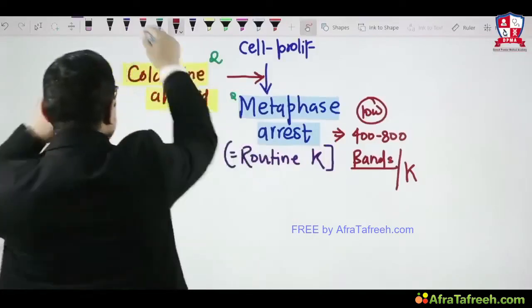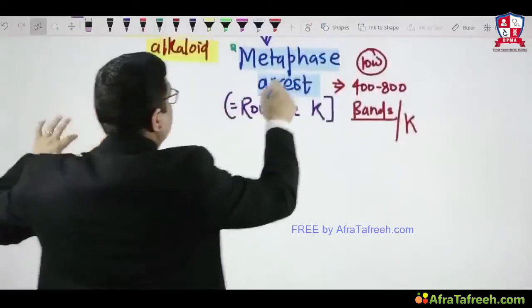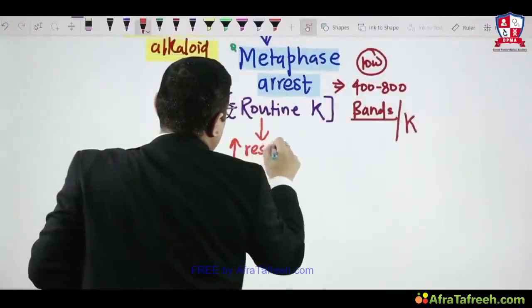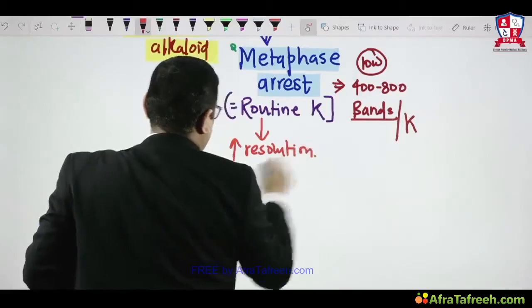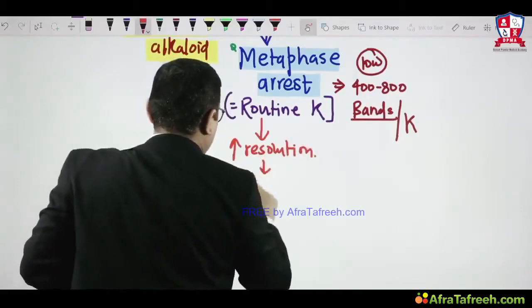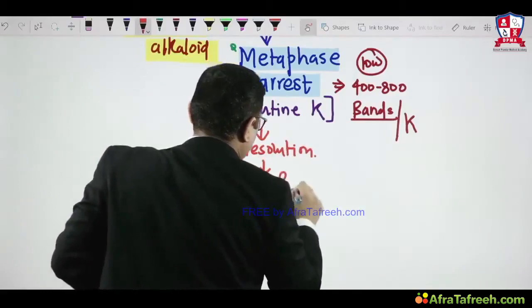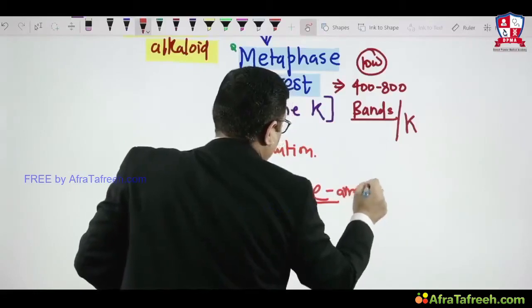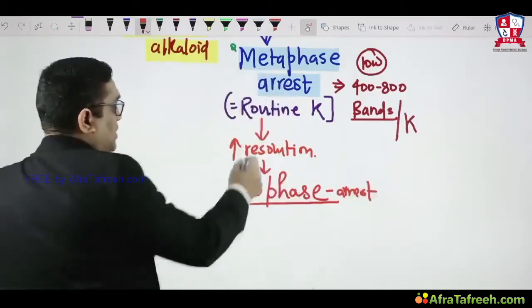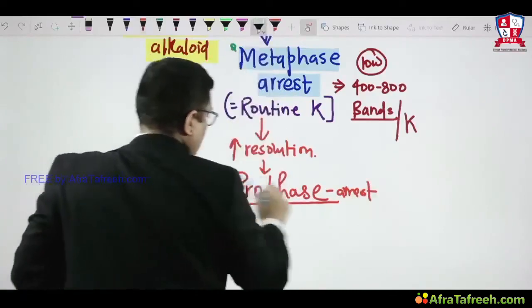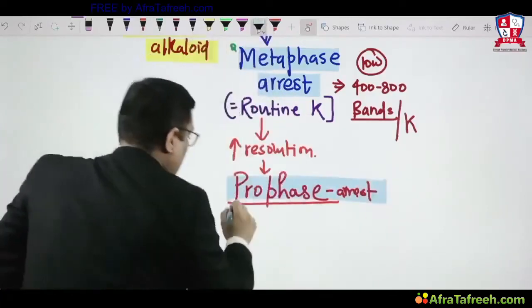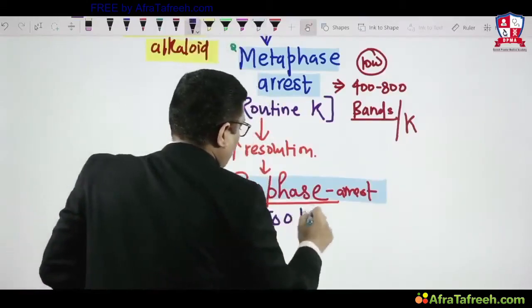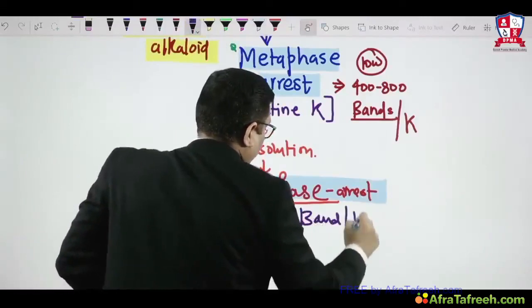So how can we improve the resolution? This was another beautiful question in the exam. To enhance resolution, we should go for prophase arrest, and that was the question in the DNB and All India exam. Prophase arrest is required for increased resolution. When we do prophase arrest, resolution will be increased up to 1500 bands per karyotype.